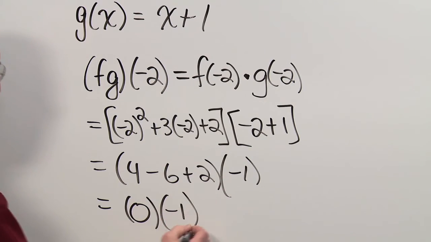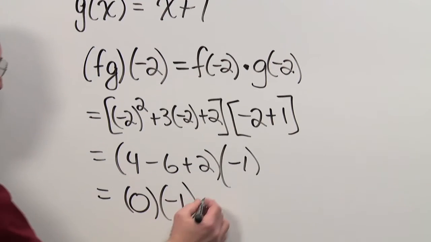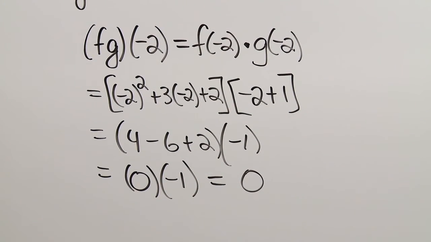So we have 0 times negative 1, and that, of course, is equal to 0. So f times g of negative 2 equals 0.